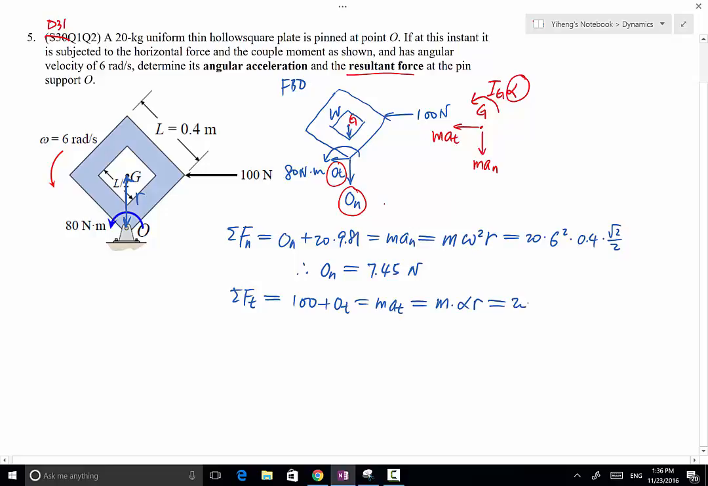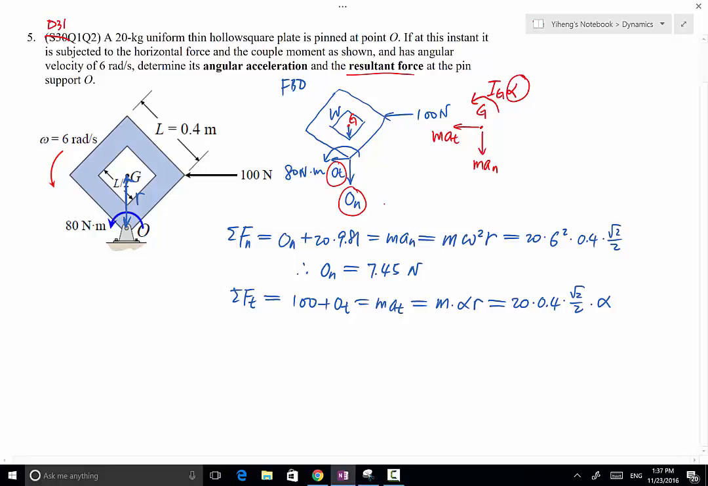M is known as 20. R is again 0.4 times the square root of 2 over 2, that's the radius. But alpha is another unknown. So this equation has two unknowns, O_T and alpha. Inevitably we have to write another equation, which is going to be a moment equation.